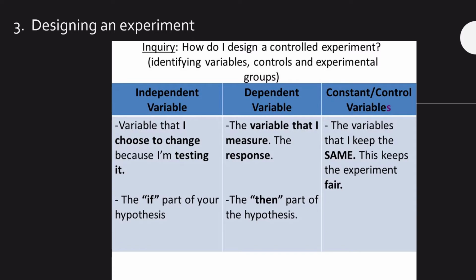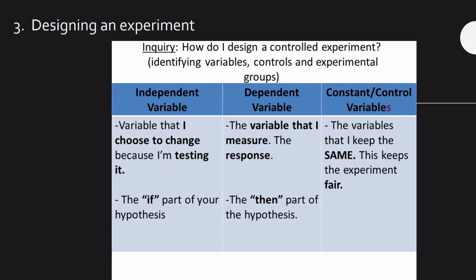So if we were, again, looking at the biofertilizer and the plant growth, we would say that the variable in that is the application of the biofertilizer. So that's the if part. If I apply biofertilizer, then we come to the dependent variable. That's the variable that I measure, or the response. So in our sample experiment, then we're going to measure the amount of growth seen in the plant. So that's the then part of our hypothesis. So if I apply a biofertilizer, then I see significant plant growth. Okay, so those are our independent and dependent variables.